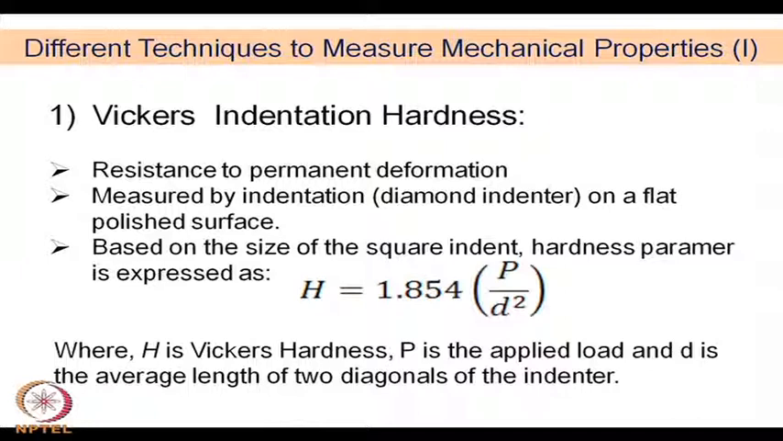So, with the help of an indent, you made a groove there and try to find out what is the size of the groove under what kind of load. So, the Vickers indentation hardness basically measures the resistance to permanent deformation, okay, because if you are trying to make an indent, it should not be relaxed, or it should be a permanent indent, and therefore, it is a permanent deformation.